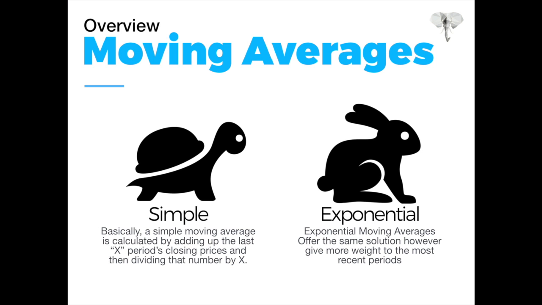So, simple moving average. Basically, a simple moving average is calculated by adding the last X periods' closing prices. You could use close, open, or whatever, but it's typically using close. And then dividing it by the number X.